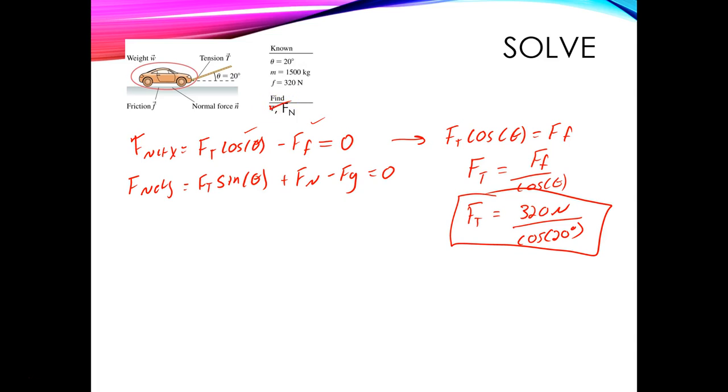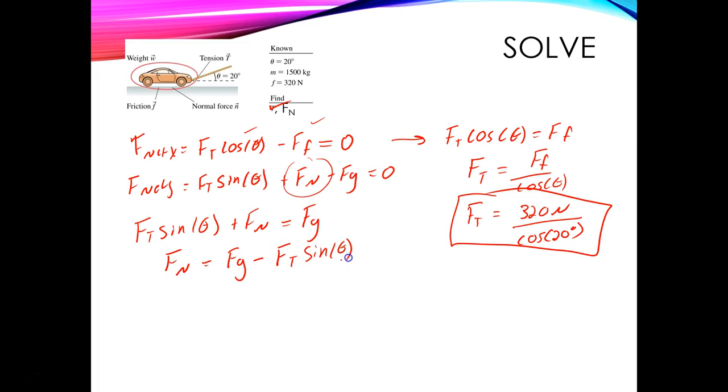So that's good. The next thing I want to do is find my normal force, and I actually have to use the F net y equation. So if I look at this, I have that Ft sine of theta plus my normal force is going to be equal to the force of gravity, because I can add that force of gravity over. And then I find that my normal force is equal to the force of gravity minus my tension force times the sine of theta, which is going to be equal to mg minus that force of tension we already found, which is the force of friction divided by the cosine of theta, times the sine of theta.